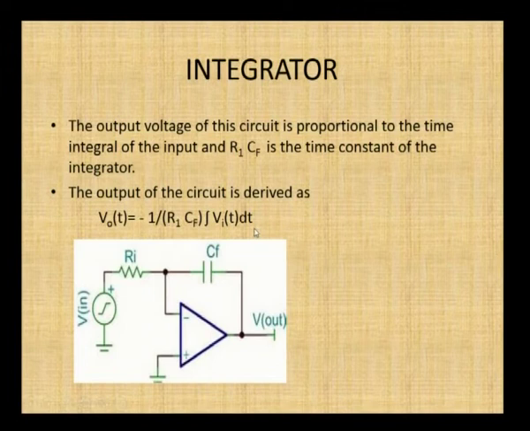So, what is the output of the integrator here? It is minus 1 by R1 Cf integral Vi of t into dt. So, here the output is the integral of Vi of t times 1 by R1 Cf. And why this minus sign here? Again the input signal is given to the negative terminal, and so there is a 180 degree phase shift between the input and the output.